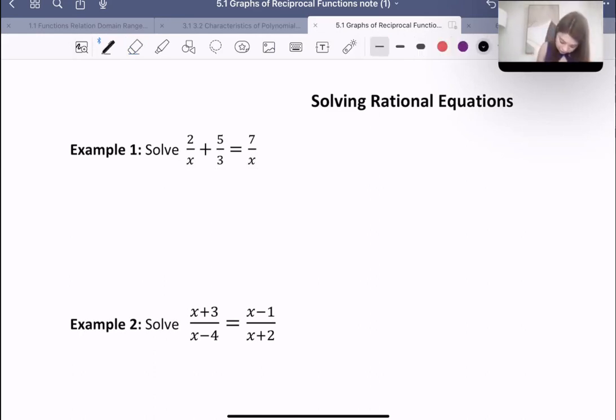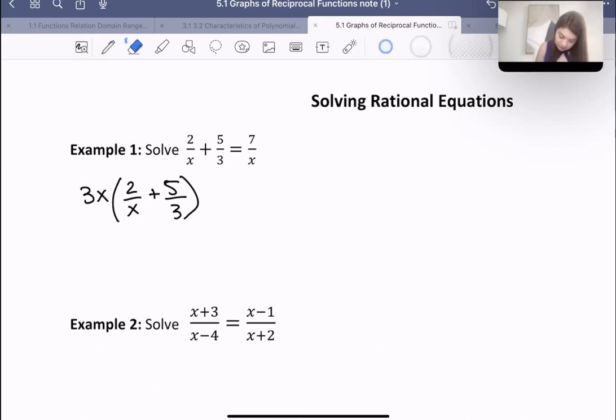So let's do it. 3x times 2 over x plus 5 over 3, equals 3x times 7 over x. Awesome. Okay, so what's our next step here? Well, let's see. These x's are going to cancel, so we're just going to get 6 here.